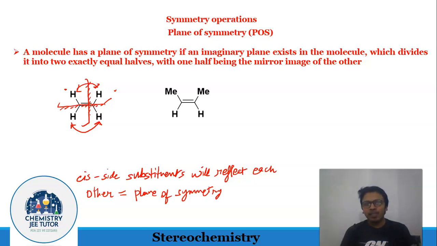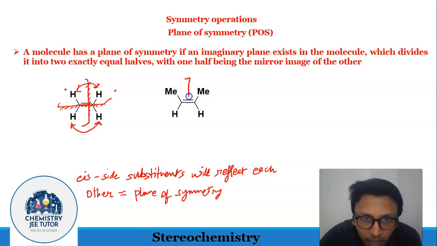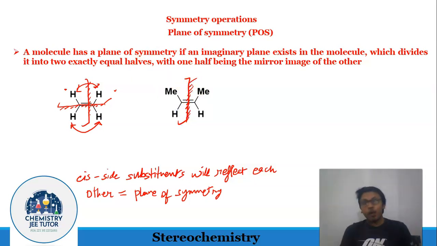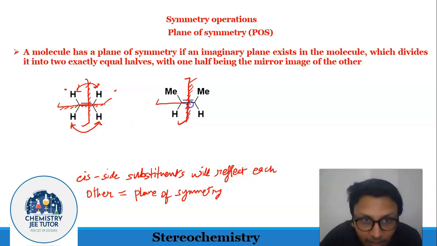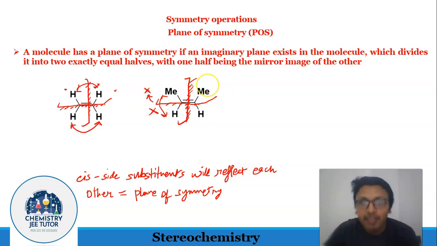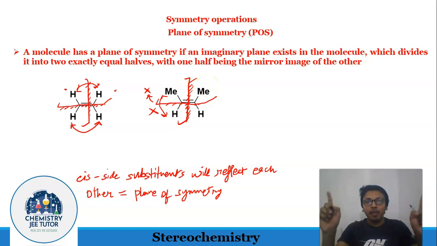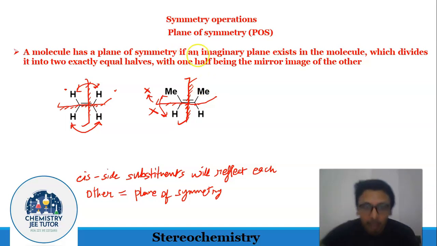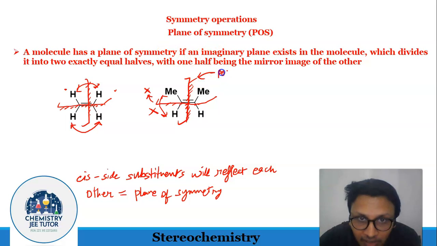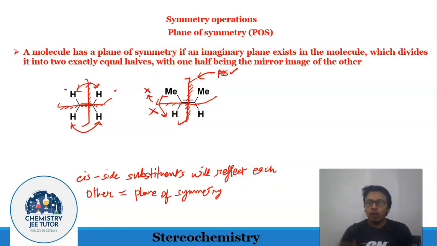This is also the same as this one. The cis methyls will reflect each other. If we have a plane here, we are talking about the vertical plane right now, not the horizontal plane. This doesn't have a horizontal plane, by the way. If we have a horizontal plane like this, the methyls and the hydrogens will interact and they are not identical. So this plane does not exist. But the vertical plane exists because the methyl will be reflecting and the hydrogen will be reflecting. So this plane of symmetry exists. Okay. Let's go to the next molecule.